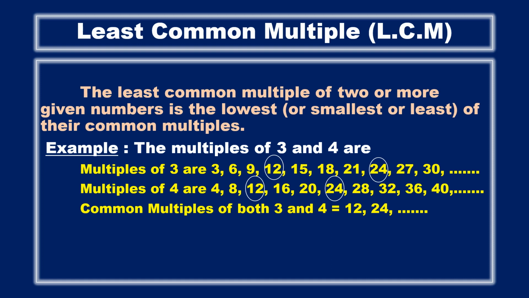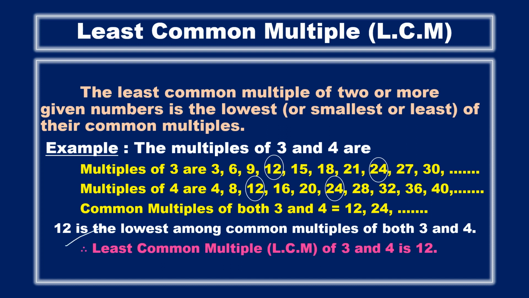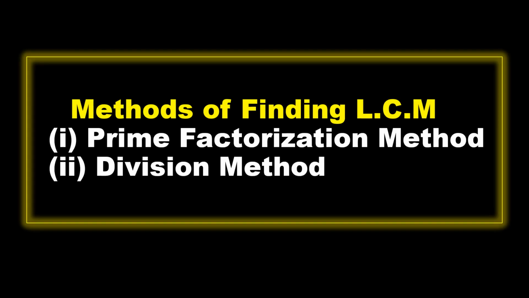Now what is the word we are using here? Least. Least means the smallest or lowest you can say. So the least one is 12. So I can say the least common multiple is 12. So the LCM of 3 and 4 is 12. That's it. First multiples, next common, and from that we got the least one. Clear, children?